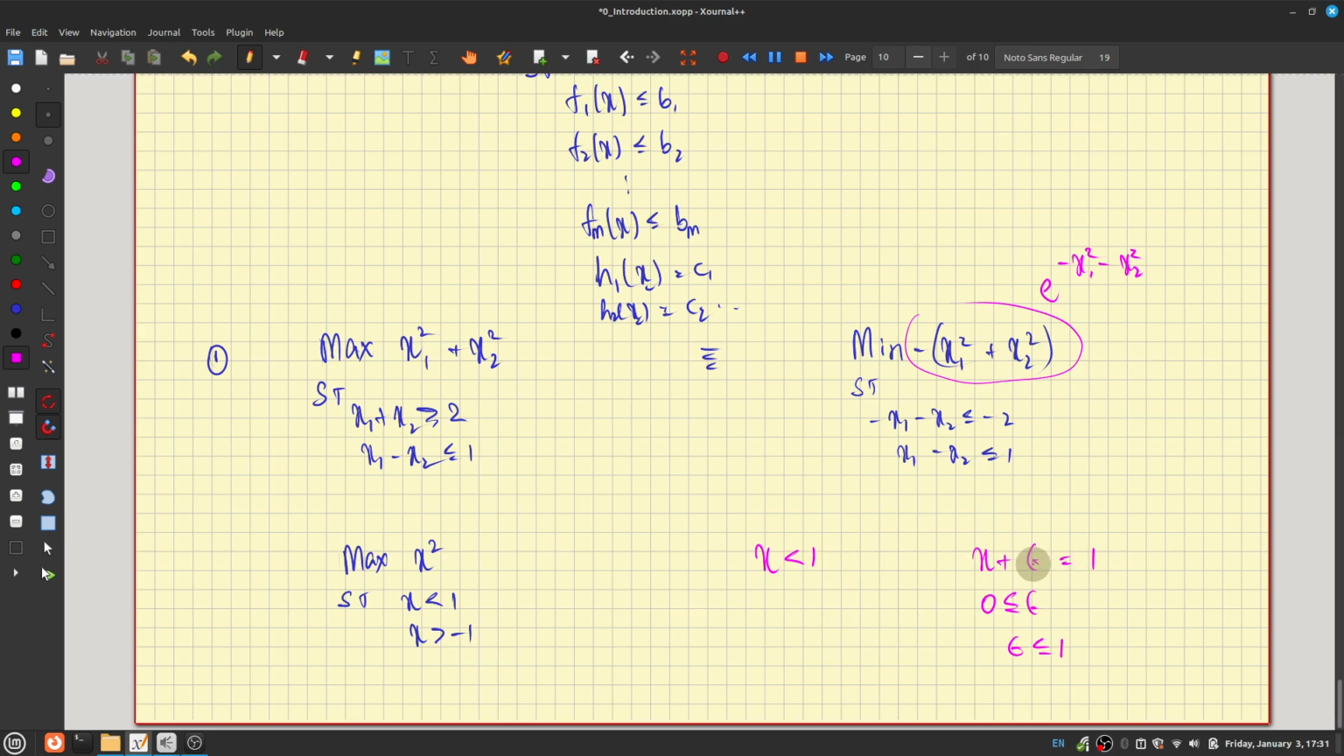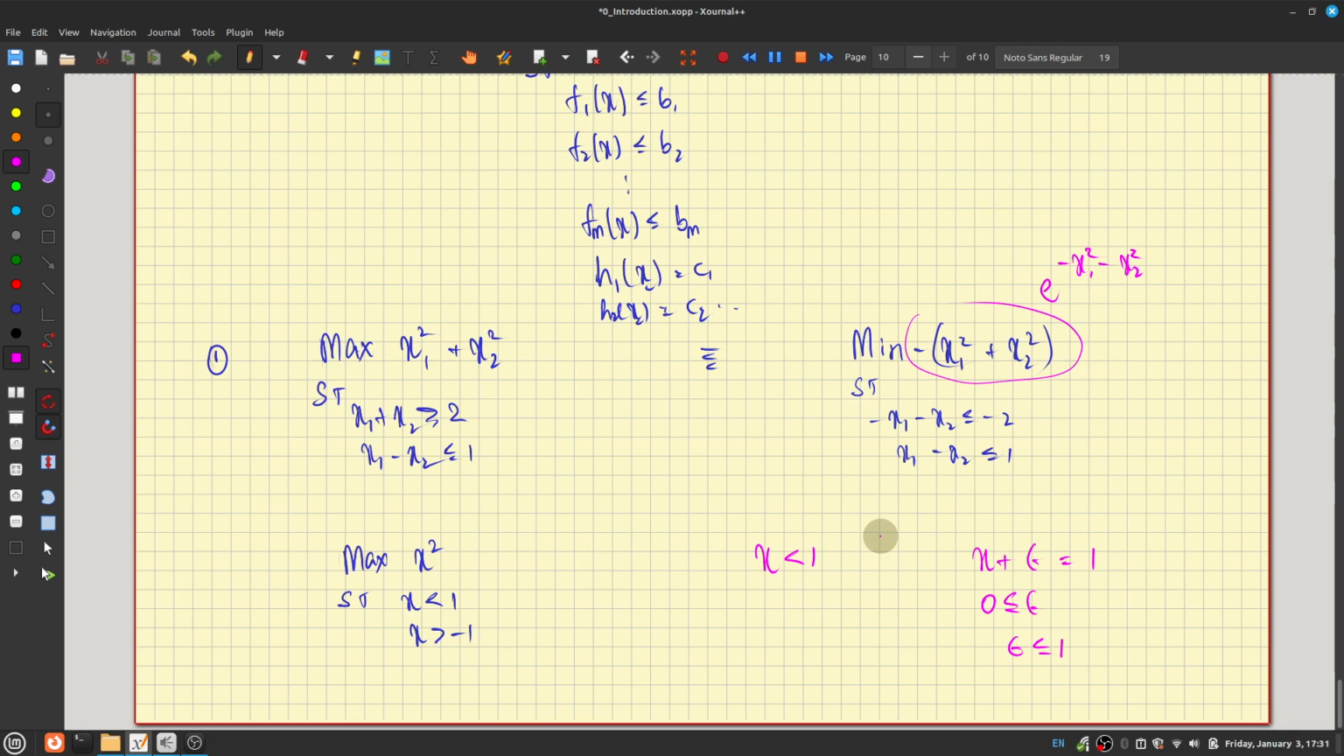Are these two the same? Are these two sets of constraints the same? How many say yes? These two sets of constraints are the same. How many say they're different? The rest of you have to decide one way or another.